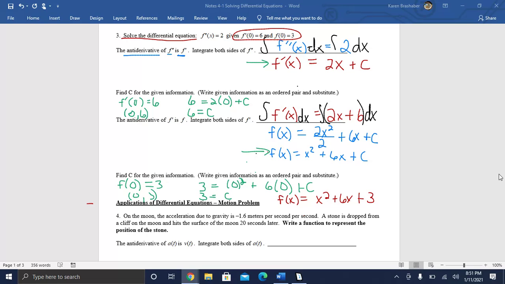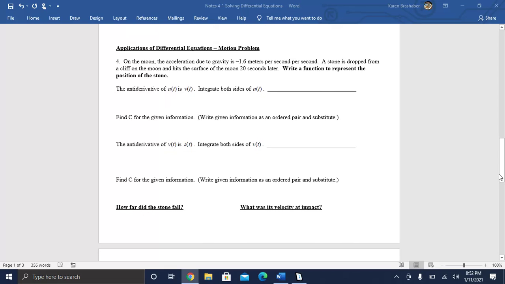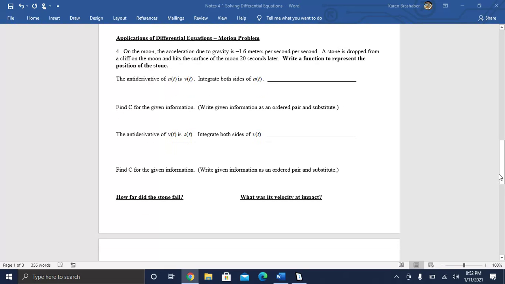So we'll continue on and look at an application involving motion. This will be our next problem. So on number 4 of your examples, it says on the moon, the acceleration due to gravity is negative 1.6 meters per second per second. So notice that this is acceleration. A stone is dropped from the cliff on the moon and hits the surface of the moon 20 seconds later. Write a function to represent the position of the stone.